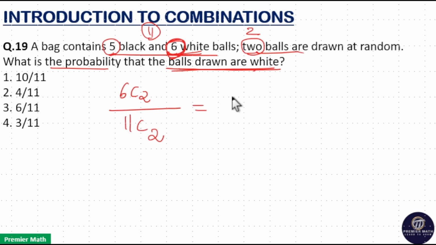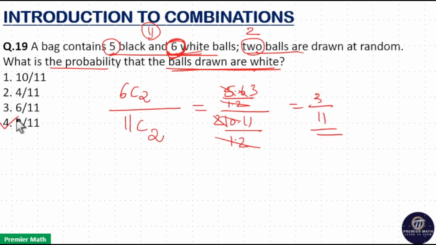Now 6C2 is equal to 4 factorial cancels, remaining 5 into 6 divided by 2 factorial. Here 9 cancels, 10 into 11 divided by 2 factorial. 2 factorial cancels and 5 goes 2 times in 10, 2 goes 3 times in 6. So 3 by 11. Option 4 is your answer.